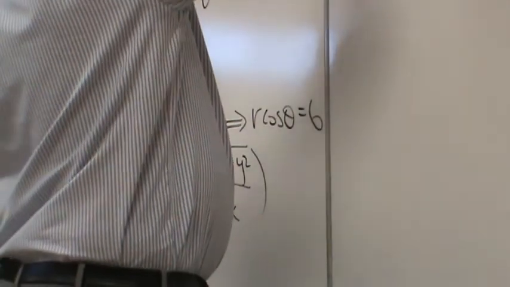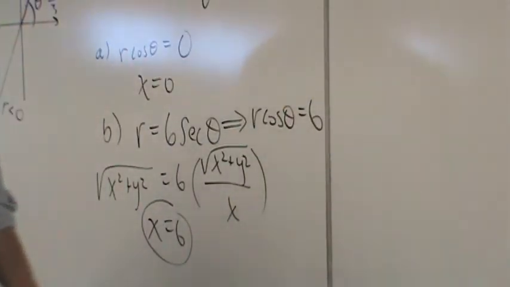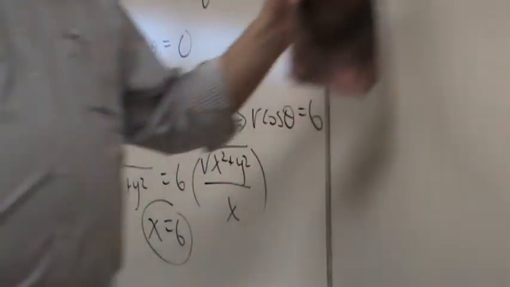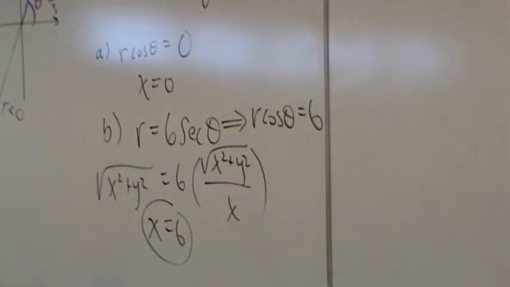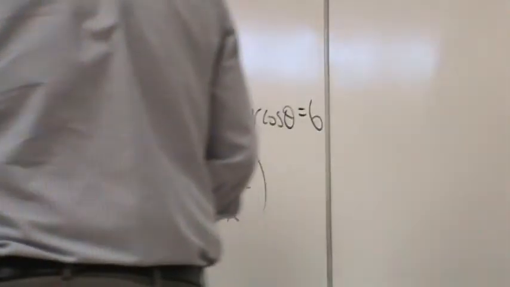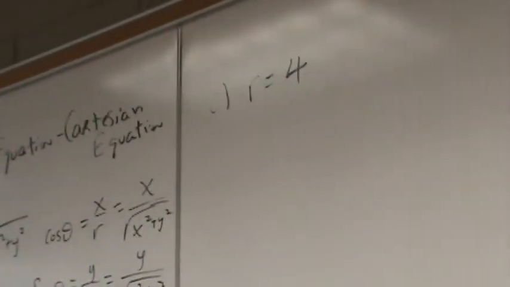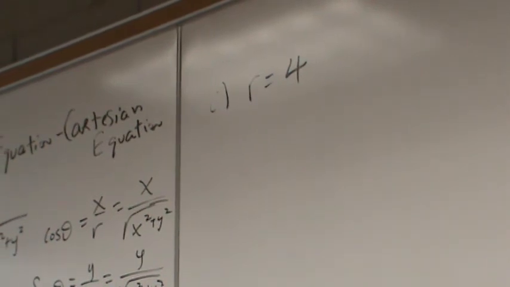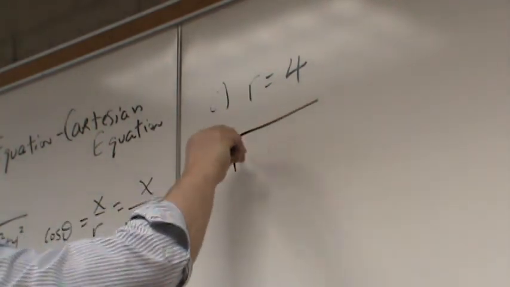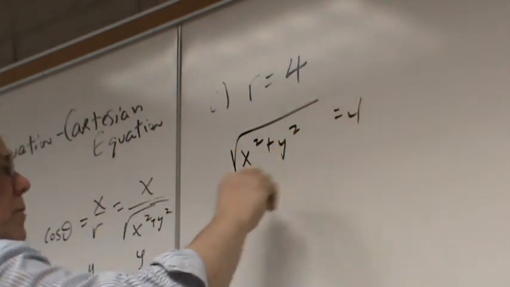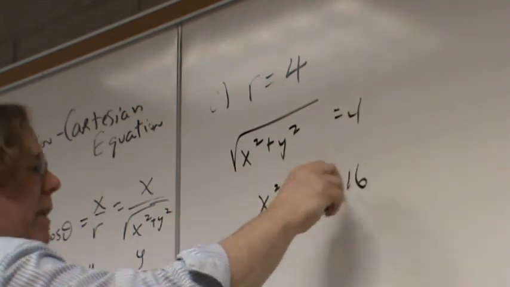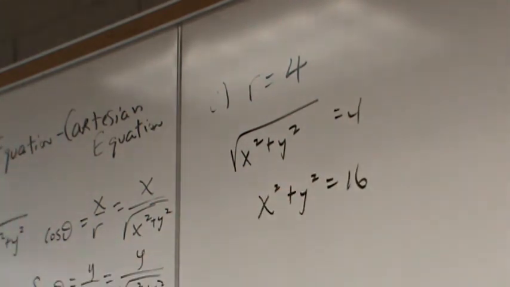Okay, great. And how about part C? What if I had r equals 4? What's that going to end up being? Okay, I'm going to have to hurry it up because we only have 2 minutes left. So I hope you put radical x squared plus y squared equals 4. We get x squared plus y squared equals 16. What's that the graph of? Yeah, circle. So that was easy.